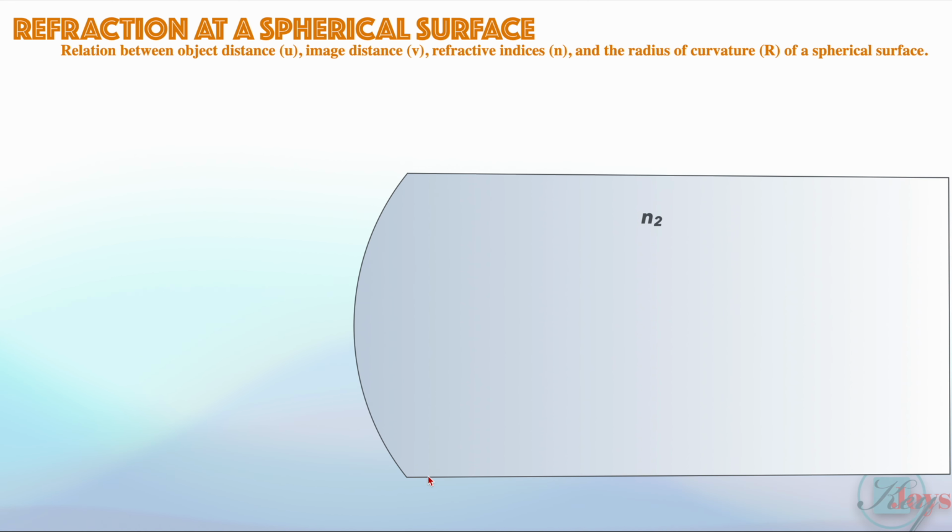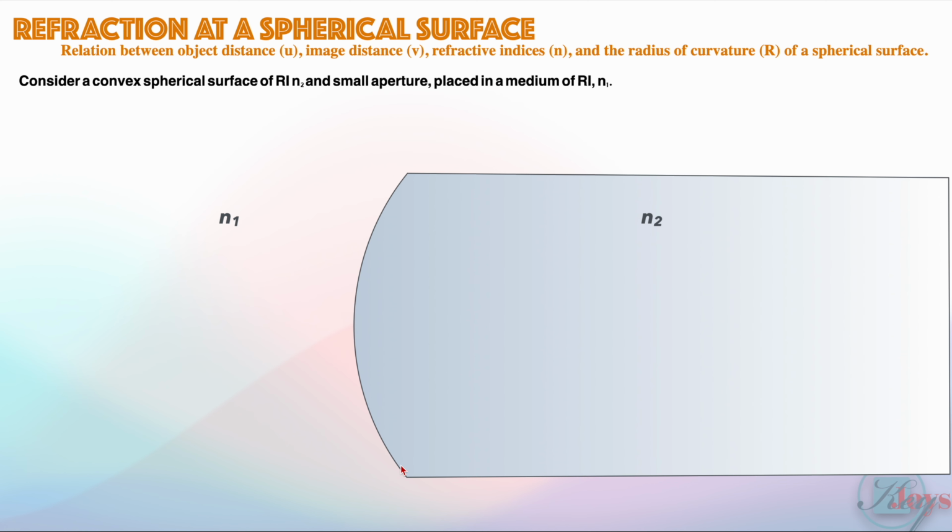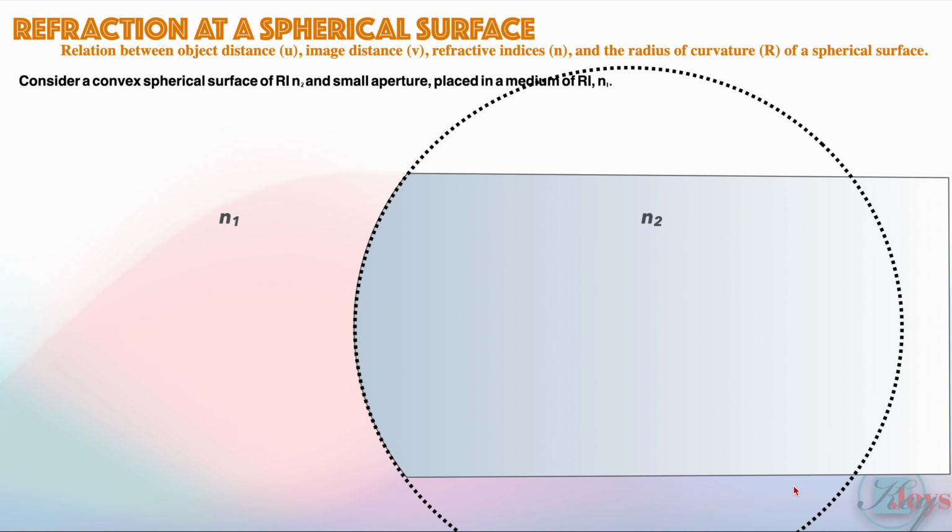So here is a curved surface. This part I am looking at. This is curved, and this curved surface is a part of a bigger imaginary sphere, say something like this. So this imaginary sphere will have a center, which is called the center of curvature. This center is the center of curvature for this curved surface. Also, this imaginary sphere has a radius, and that becomes the radius of curvature for this curved surface.